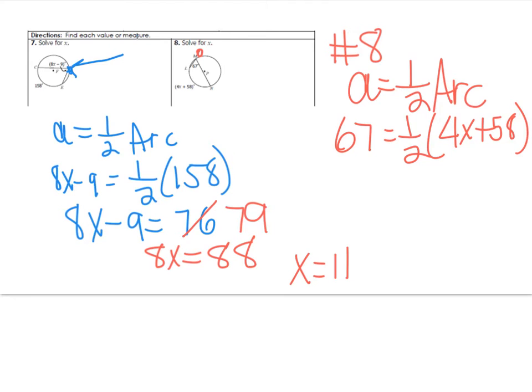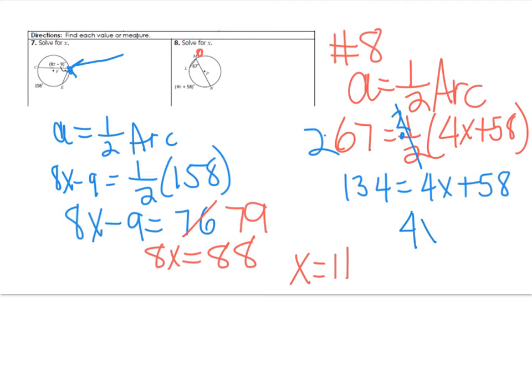To get rid of the fraction, we're going to multiply both sides by 2, and we get 4x plus 58 is equal to 134. Let's go ahead and subtract 58 on each side, and we'll write down that 4x is equal to 76. We'll divide each side by 4, and we get x is equal to 19. We could always plug it back in just to make sure that the arc is twice the measure of the angle.